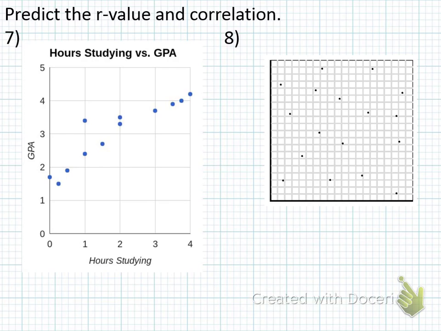Okay, number 7. We're not talking right now. Think for 15 seconds. Think about, is it a positive, inverse? Is it a strong relationship? Okay, you're not talking. You are thinking. Okay, talk. Go.